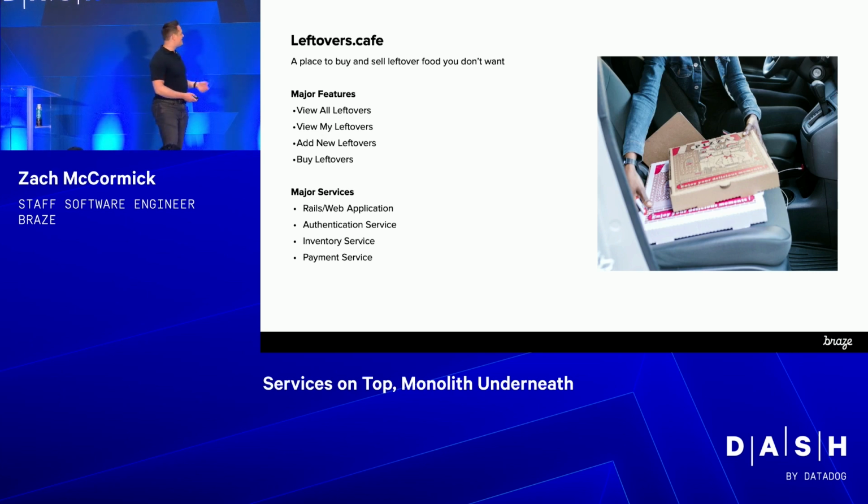So we have a few different pieces of functionality there that we've got to think of from a logical perspective. And then we have major services. We have a Rails web application that's displaying all this stuff, and we have authentication, inventory, and payment. Three things that, at a big enough enterprise, you would imagine are handled by different teams.